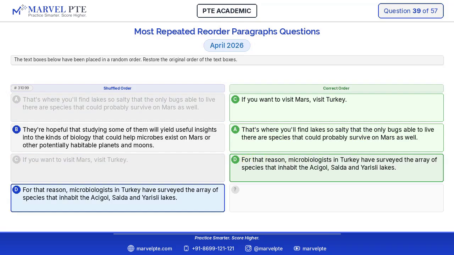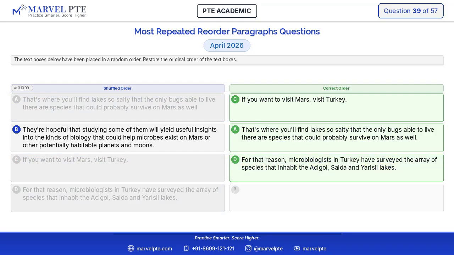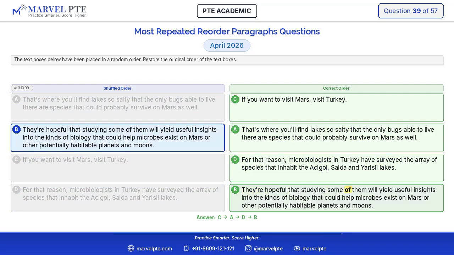For that reason, microbiologists in Turkey have surveyed the array of species that inhabit the Acigöl, Salda, and Yarışlı lakes. They're hopeful that studying some of them will yield useful insights into the kinds of biology that could help microbes exist on Mars or other potentially habitable planets and moons.